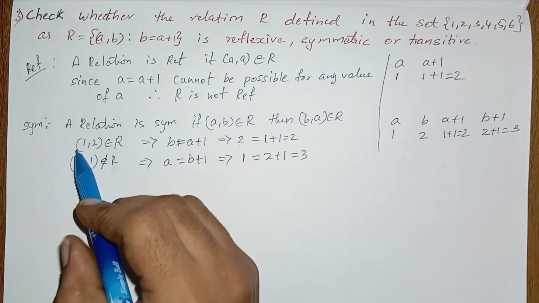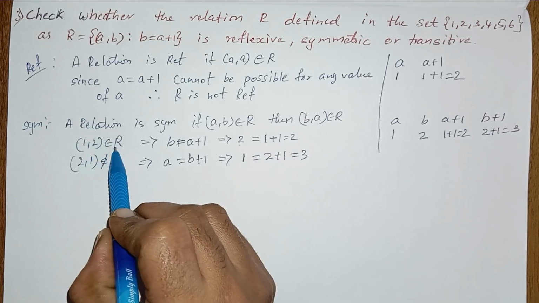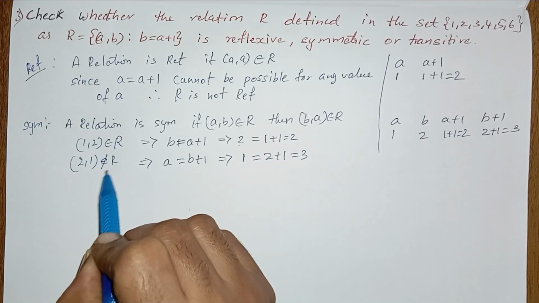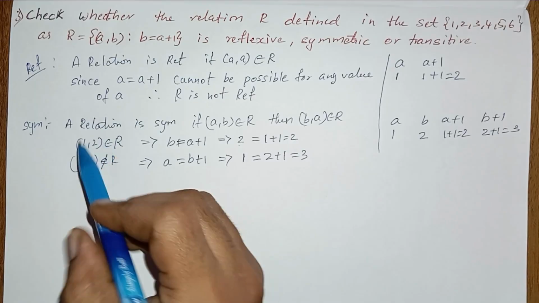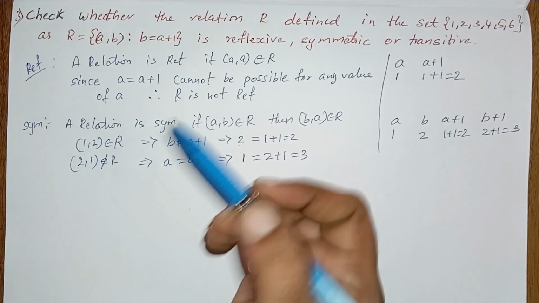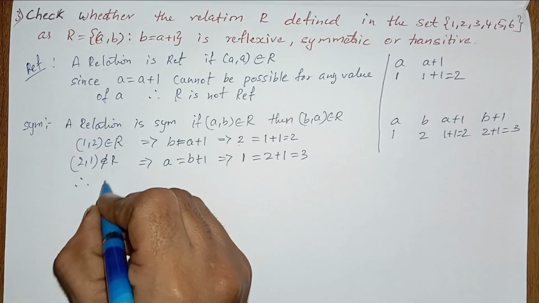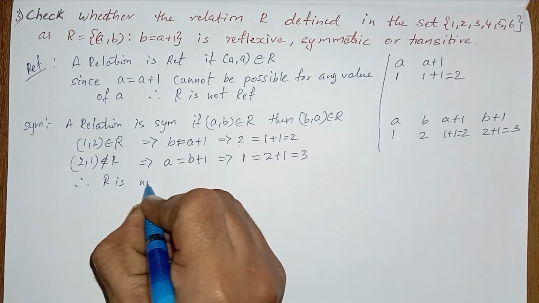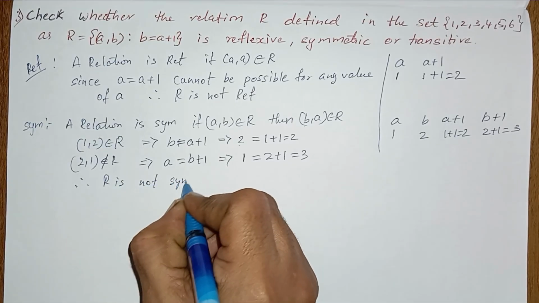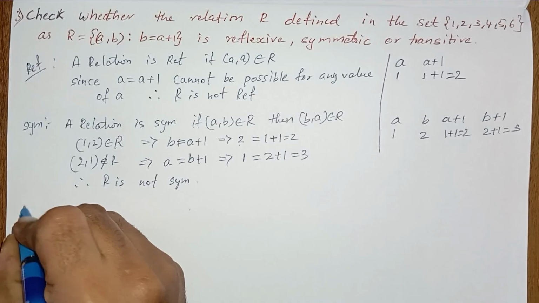So this is not symmetric, because if 1 comma 2 belongs to R, then 2 comma 1 also should belong to R, because the reverse of 1 comma 2 should also belong to R. Therefore, R is not symmetric. Next, we will check for transitive.